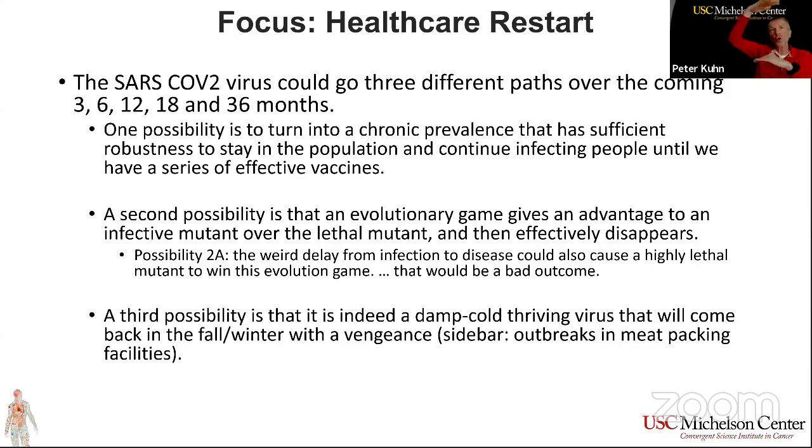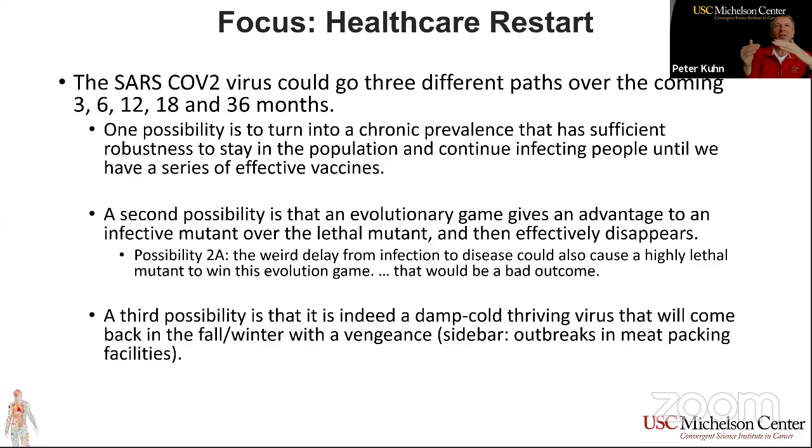But in that core space, there are 3 possibilities. One is that the virus has already spread so far through the population that it now has a level of prevalence that it reaches robustness. With that, it will just cycle on forever, and we have to deal with it until we have effective vaccines in place.